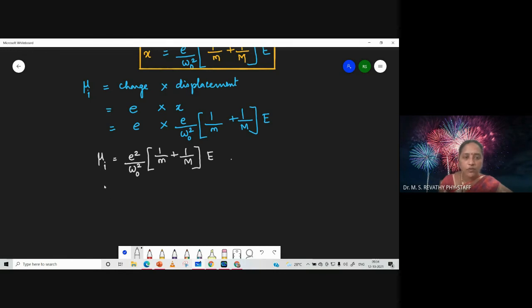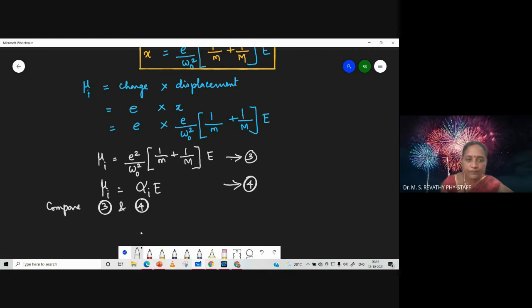Then we are supposed to calculate alpha I. For this, I can compare this equation with alpha I into capital E, like what we have done in electronic polarization. Now let us compare. Let it be equation number 3 and equation number 4. When you compare equations 3 and 4, you will get the equation for alpha I.